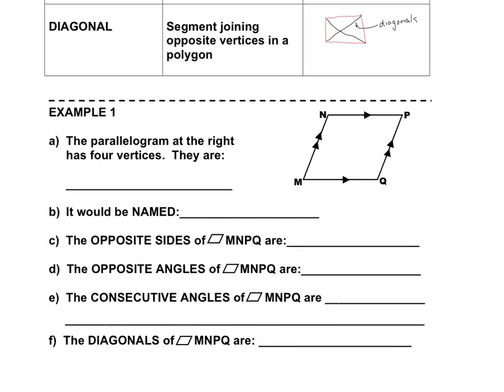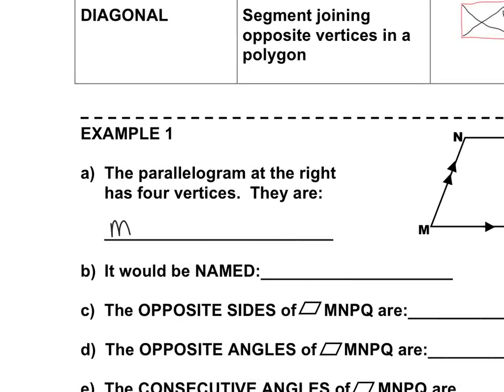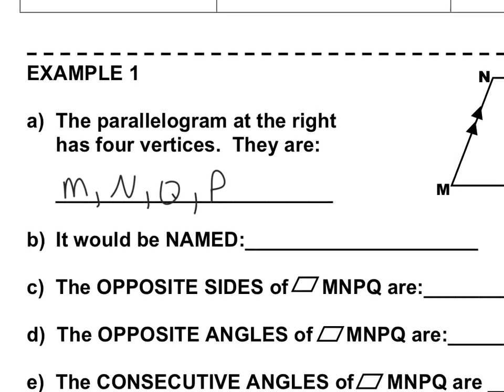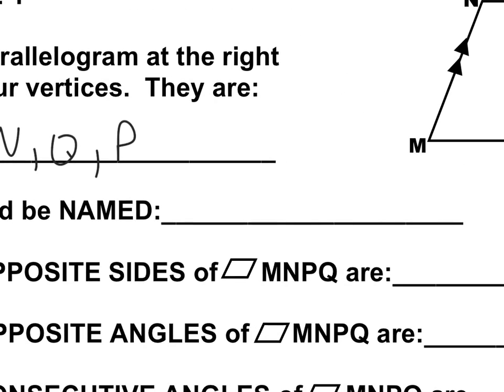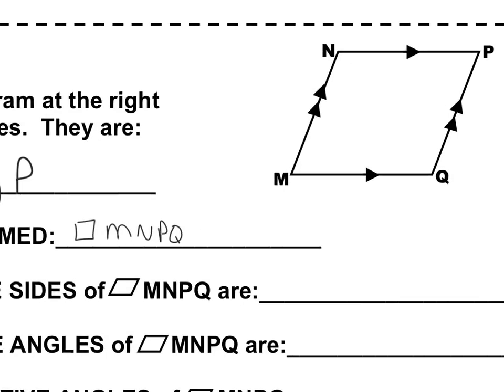So example one, it says the parallelogram at the right has four vertices. What are they? Well, that's pretty easy. I've got M, N, Q, and P. So the vertices are just where the sides meet. How would we name this? Now, we kind of did this with triangles, but since it's a quadrilateral, we just draw a little quadrilateral in front of it, and then you start anywhere and go in order. So like M, N, P, Q. You could say N, P, Q, M, but you have to go around the track.